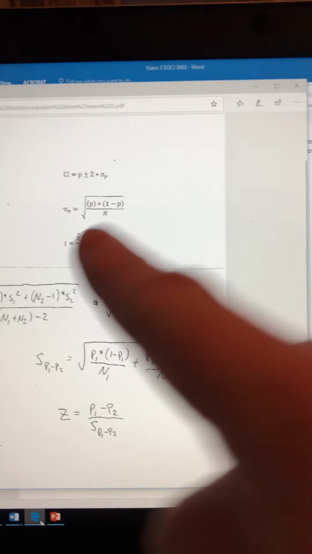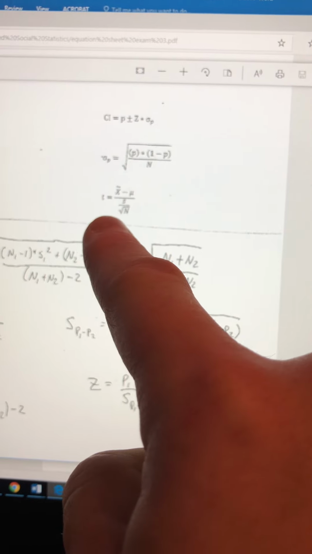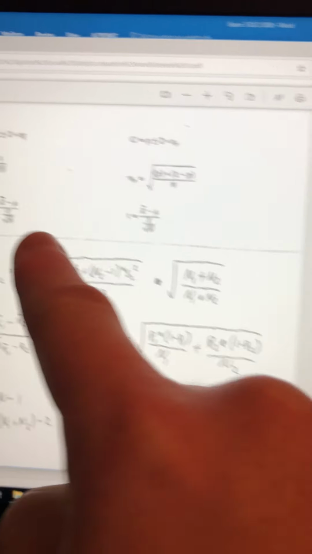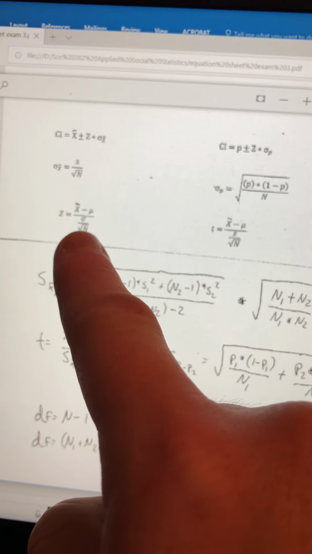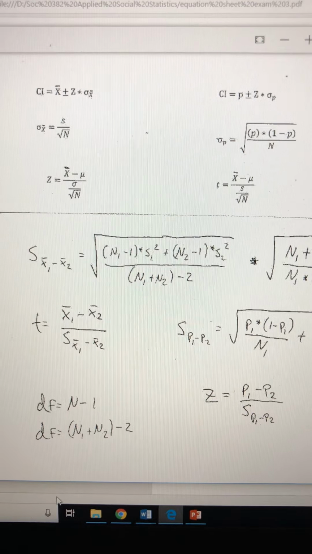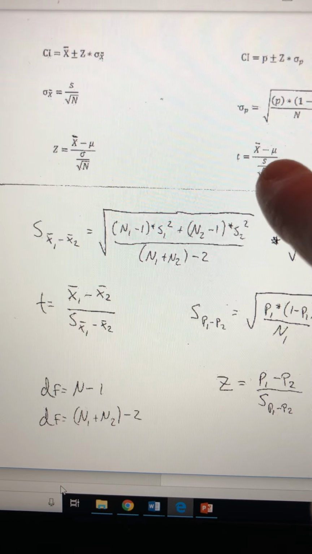Similar to before, here's our calculation for a T test statistic, and this is what we did in question 3. And then here's our calculation for the Z statistic, and this is what we're doing in this one. Now, the only thing that's different here, if you can see, is that in the T, we have the sample standard deviation. In the Z, we have the population standard deviation.